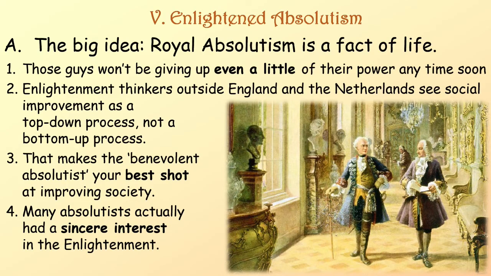So the big idea: royal absolutism is a fact of life. These absolutist monarchs are not going to be giving up even a little bit of their power anytime soon. And that's okay, because Enlightenment thinkers outside England and the Netherlands see social improvement as a top-down process, not a bottom-up process. And that makes the benevolent absolutist your best shot at improving society. And many absolutists actually had a sincere interest in the Enlightenment.